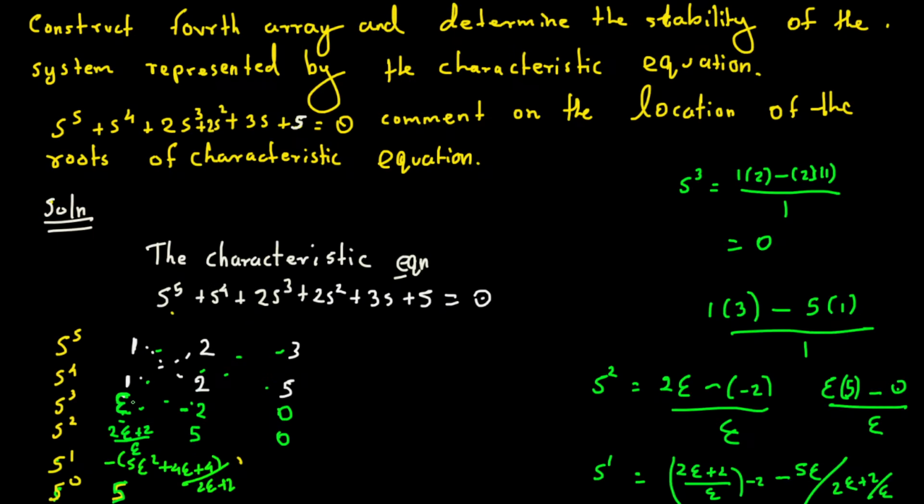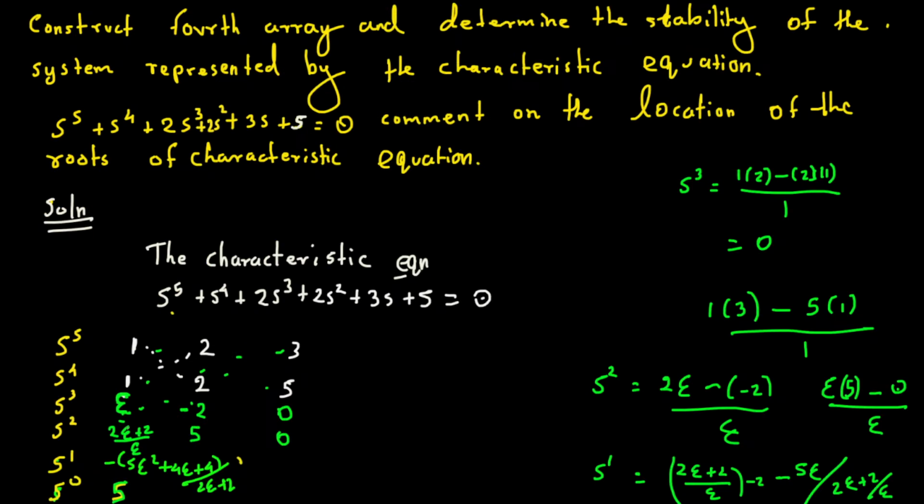Okay, let's bring the terms again. So we have s power 5, s power 4, s power 3, s power 2, s power 1, and s power 0. And here 1, 1, and instead of epsilon I put 0. So 1, 1, instead of epsilon I put a 0. And the next term we have is 2 epsilon plus 2 over epsilon. So here 2 epsilon means 2 times 0, that is 0, and then plus 2 divided by epsilon, which is 2 divided by 0. If you divide a number by 0, that becomes infinity. So this one becomes infinity right here.